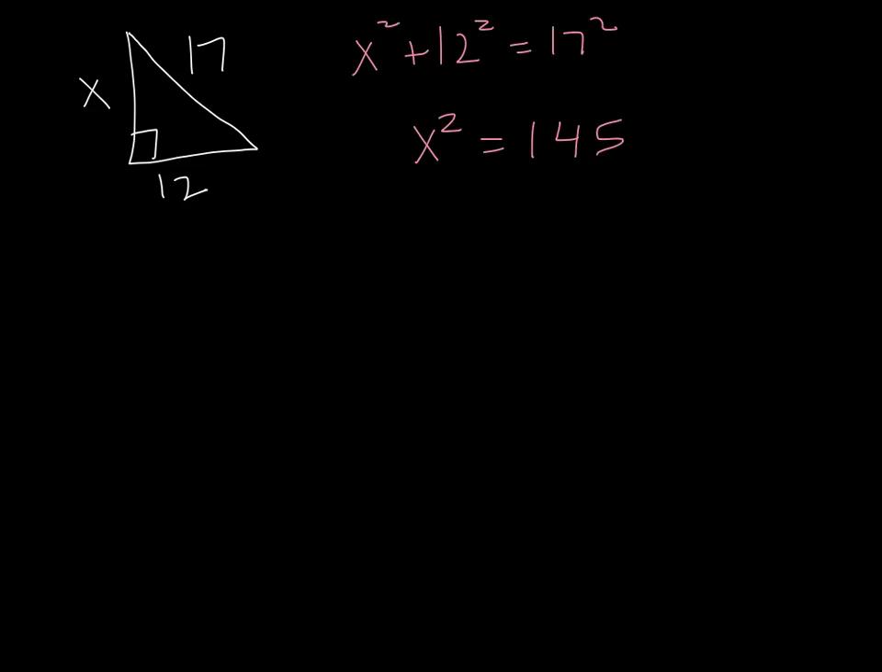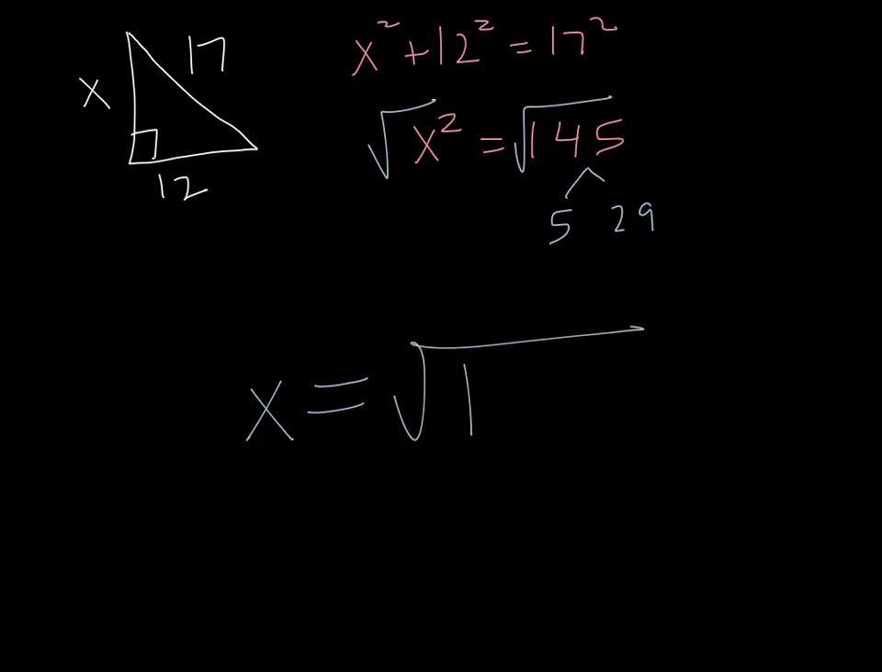So x squared plus 12 squared equals 17 squared. If you do 17 squared minus 12 squared, you get this. You take the square root of both sides. You have to see if you can factorize that. For sure, it's divisible by 5. 29 is prime. There's no combination there. There's no pairs. So x is going to be equal to the square root of 145.